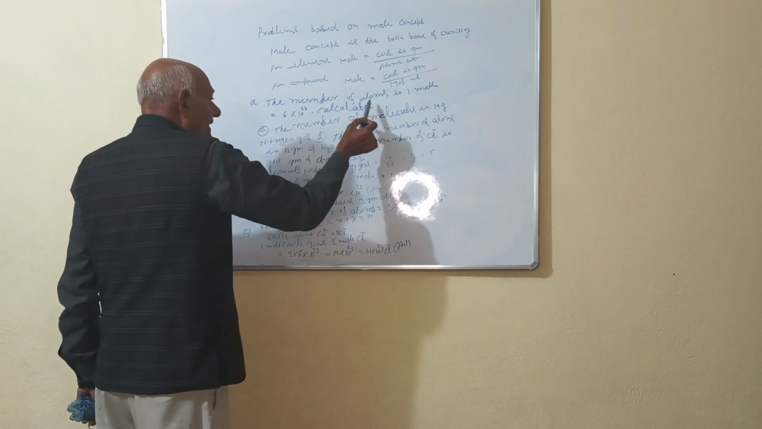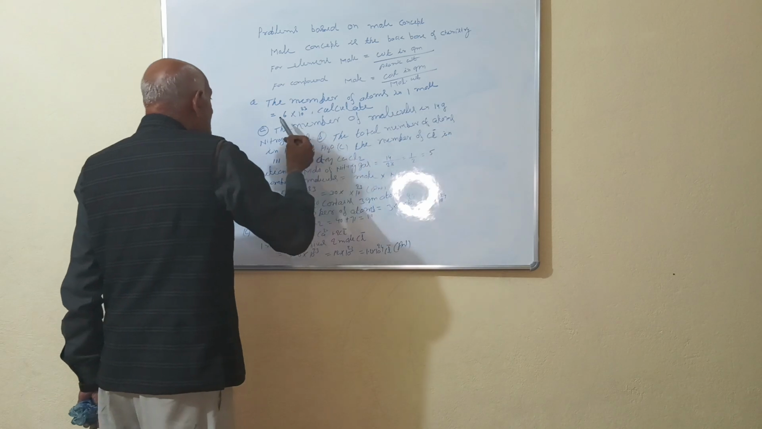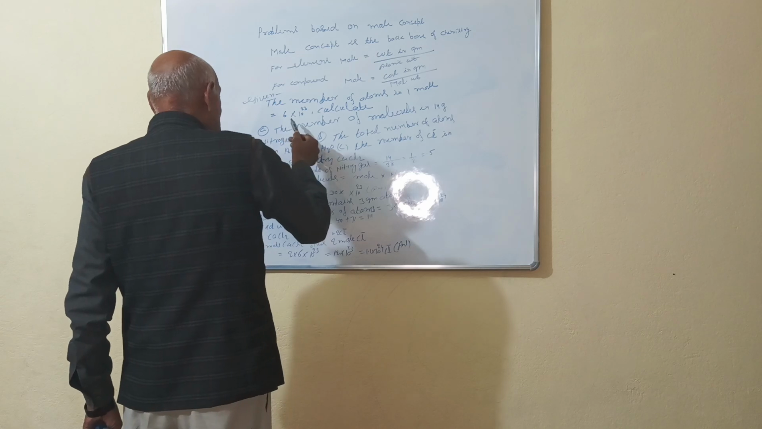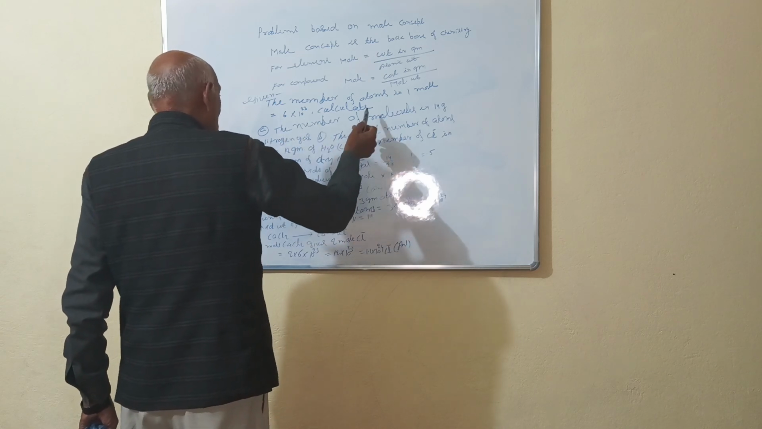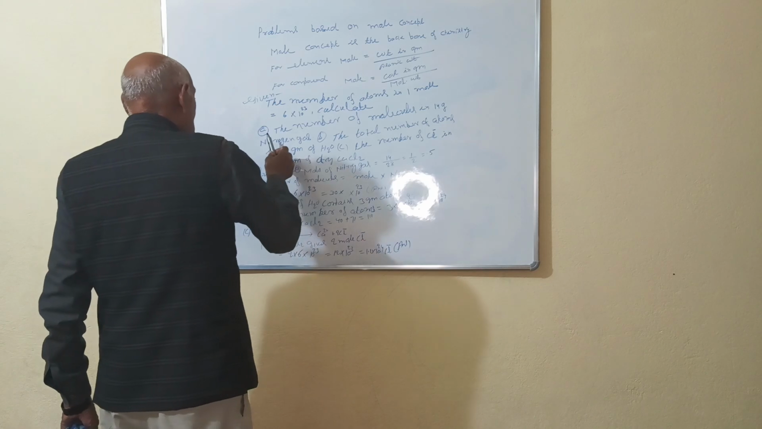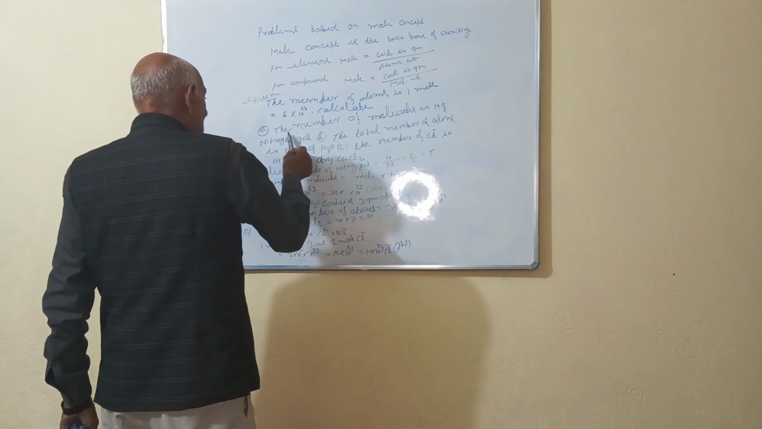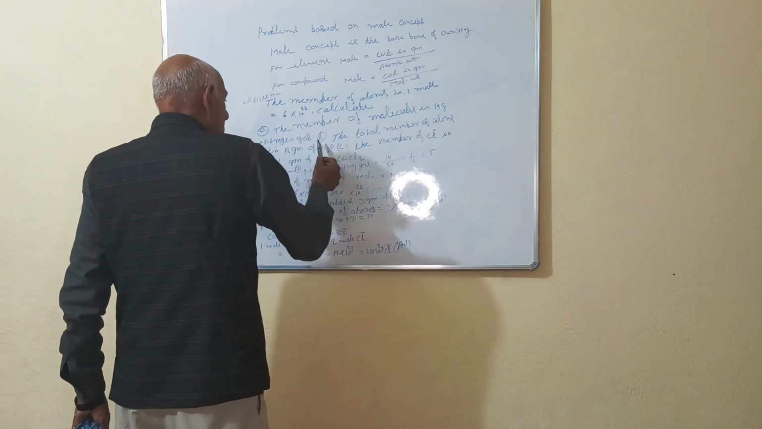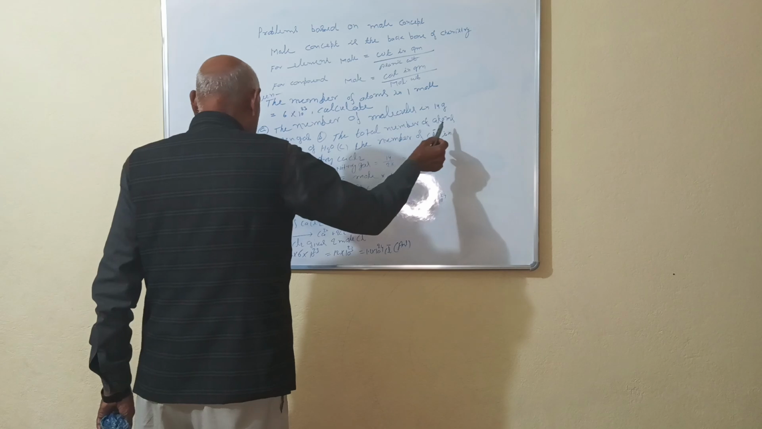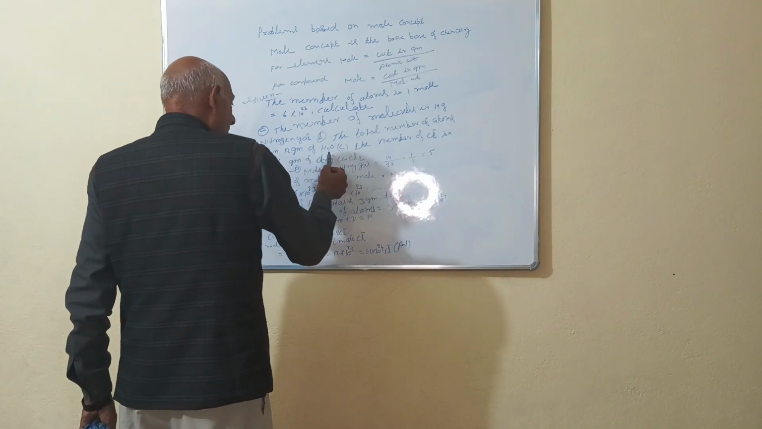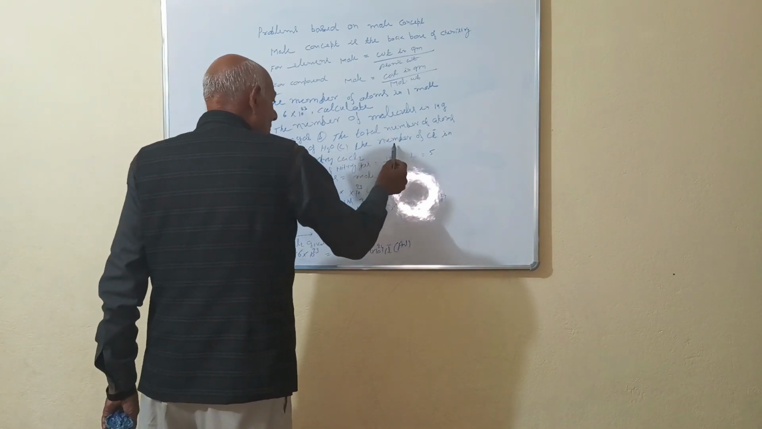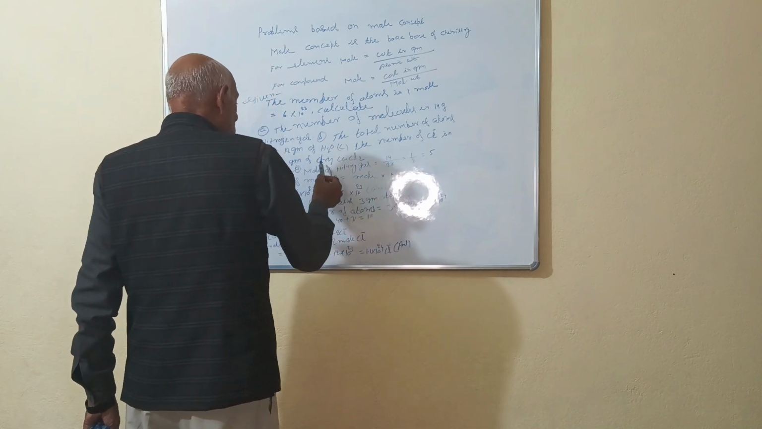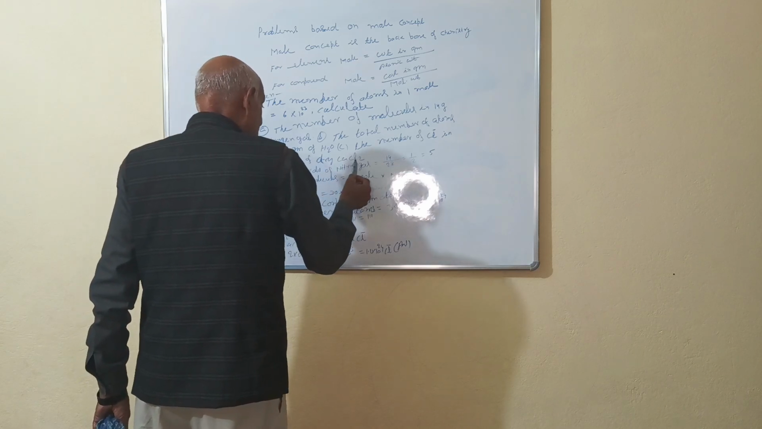Question: the number of atoms in 1 mole is given. The number of atoms in 1 mole equals 6 × 10^23. Calculate: A. The number of molecules in 14 gram nitrogen gas. B. The total number of atoms in 18 gram of water. C. The number of chloride ions in 111 gram of dry or anhydrous calcium chloride.